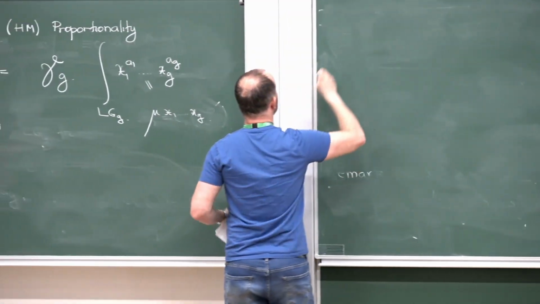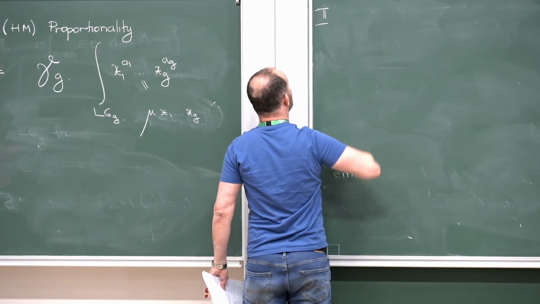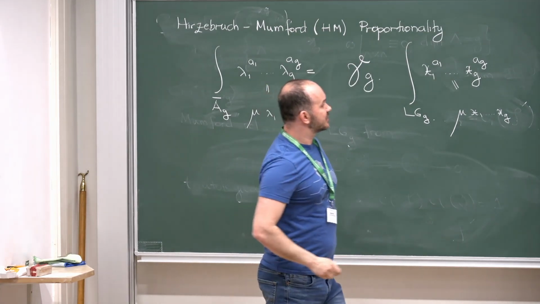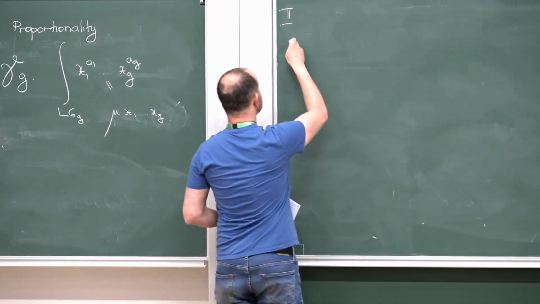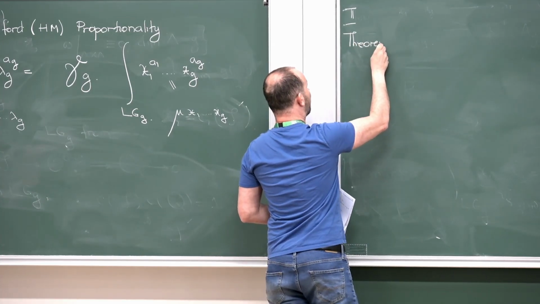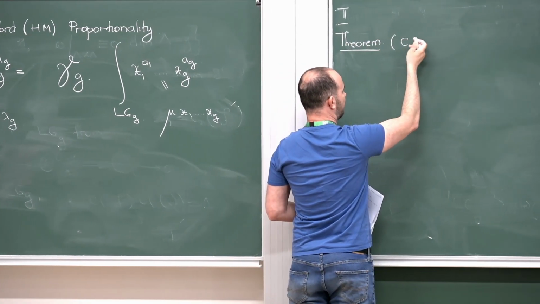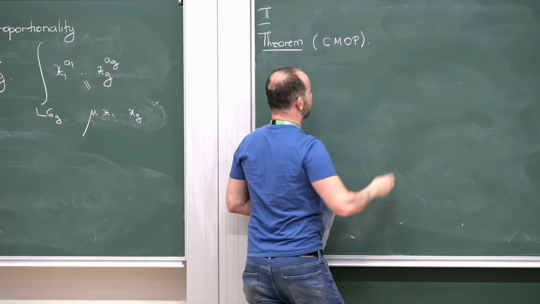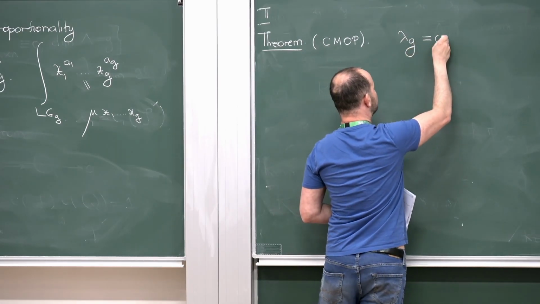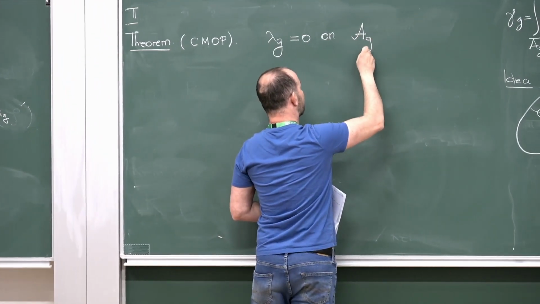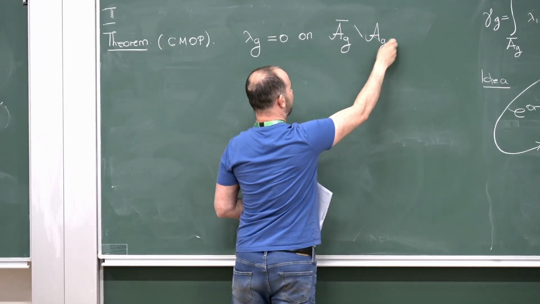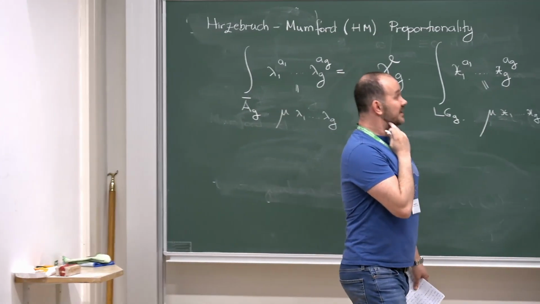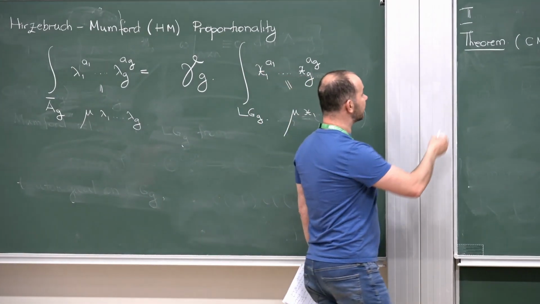So for the second part, let me begin with the first result we can prove, and this result has to do with the Hodge class. This is the result that I proved with Sam and Rahul, CMOP. The result says that lambda g is equal to 0 on the boundary of any toroidal compactification of AG. So you pick any toroidal compactification of AG, you look at its boundary, and the class lambda g is equal to 0 there.